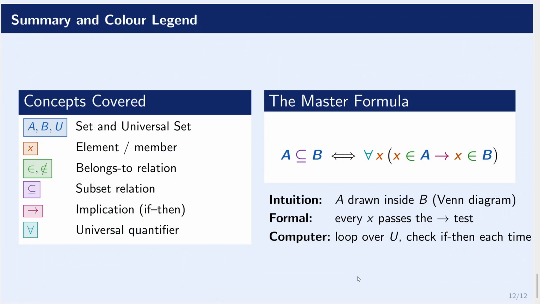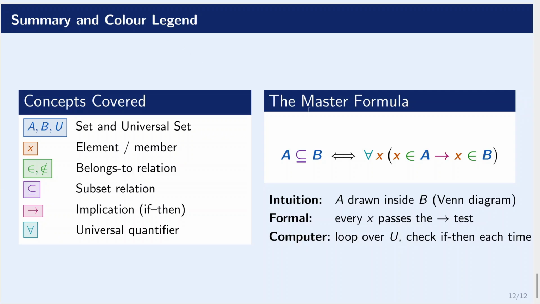Let us wrap up with a summary of the concepts we have covered, along with our color legend. We discussed the sets A and B and the universal set U. We looked at the element or member X. We learned the belongs to and does not belong to relations. We explored the subset relation. We completely unpacked the logical implication, the if-then statement, and we used the universal quantifier, meaning for all.